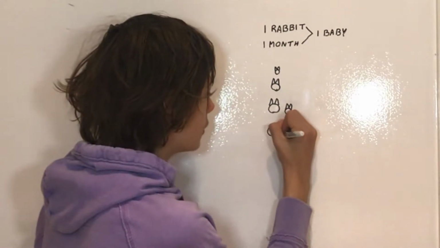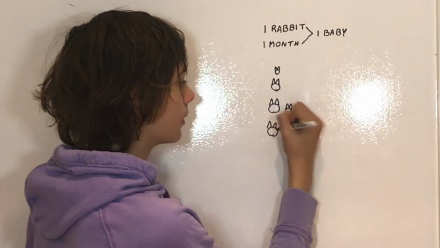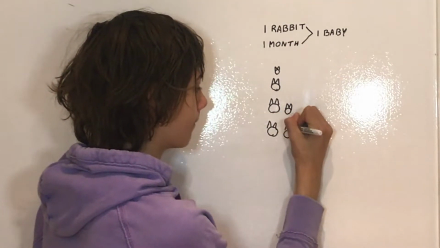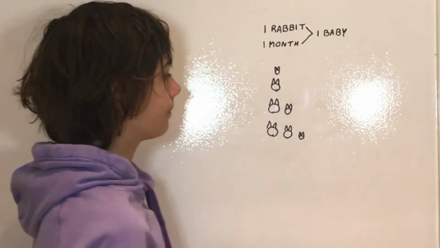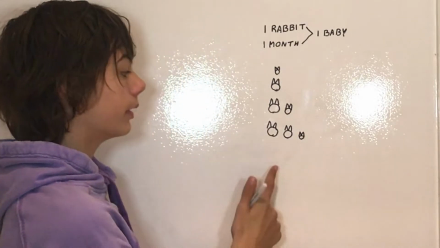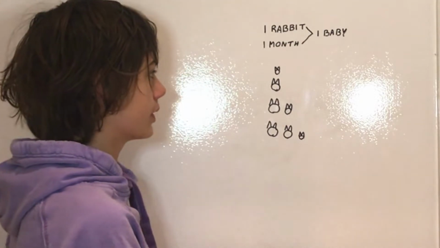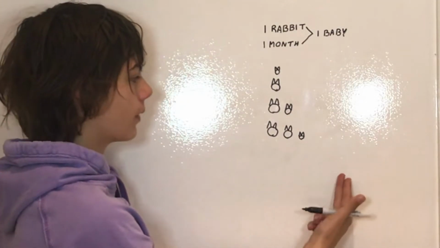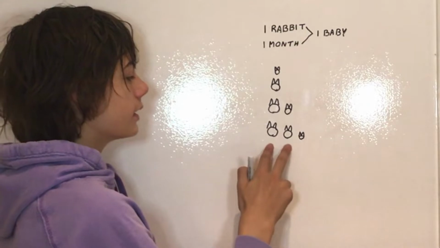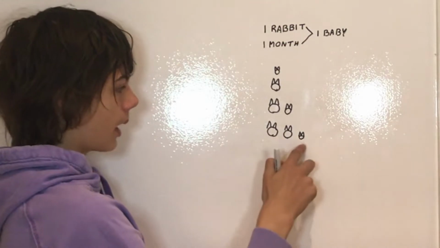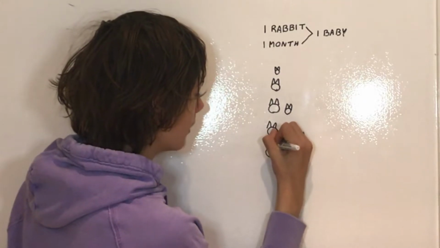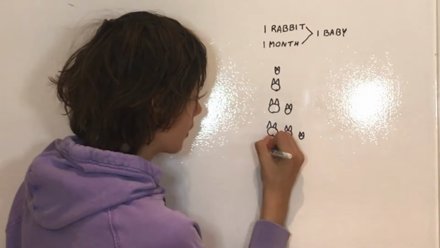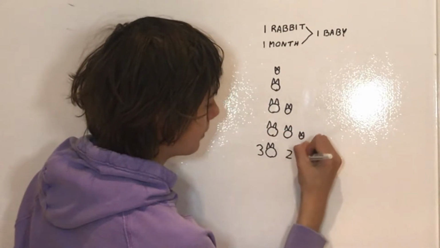So you will now have 2 adult rabbits and 1 baby rabbit. Now, the next month is where it gets more interesting. They've just been increasing by 1 so far, but this time, both these rabbits have baby rabbits, and this rabbit grows up. So you now have 3 adult rabbits and 2 baby rabbits.